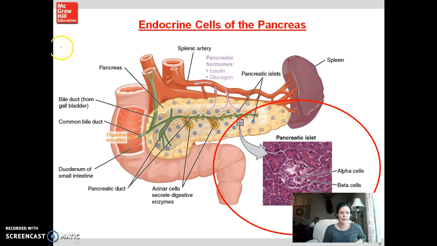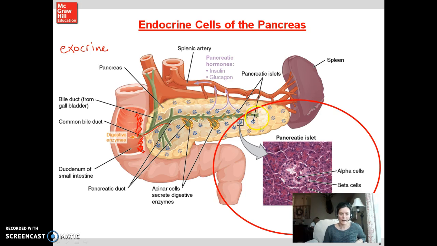The pancreas has exocrine function, meaning that it secretes substances onto the epithelial wall of the small intestine. And these are digestive enzymes that get secreted from the pancreatic duct into this area of the small intestine to help us digest the food that we've eaten. So that's the exocrine portion.